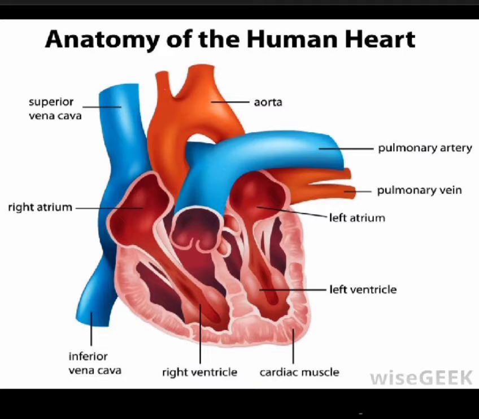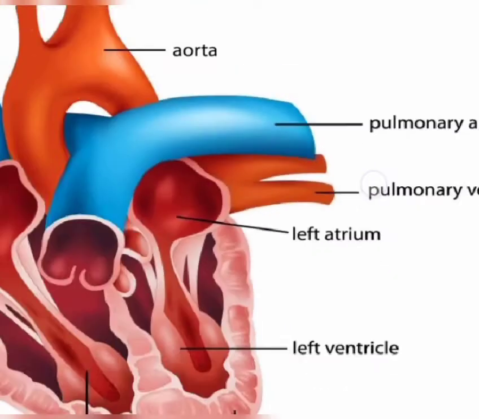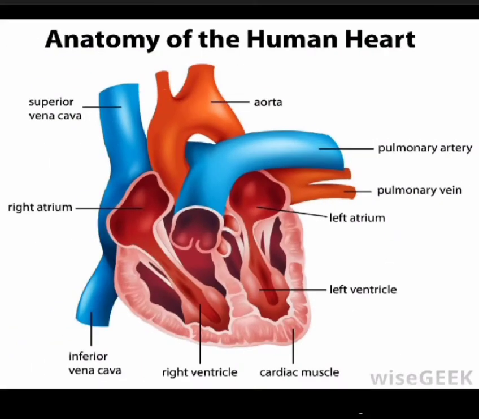Now we also have what we call the aorta. Then we have the pulmonary arteries, the pulmonary veins, the left atrium, and the right atrium. When you hear anything of pulmonary, they are talking about arteries and veins that connect the heart to the lungs.